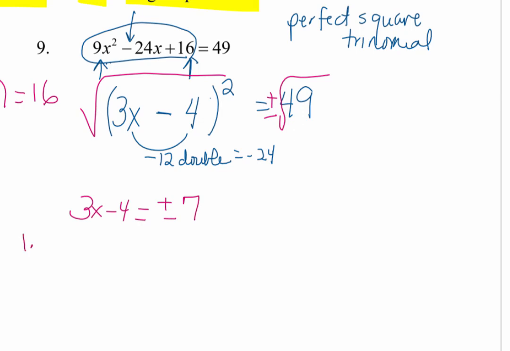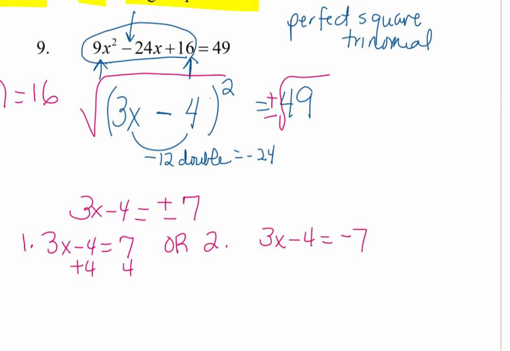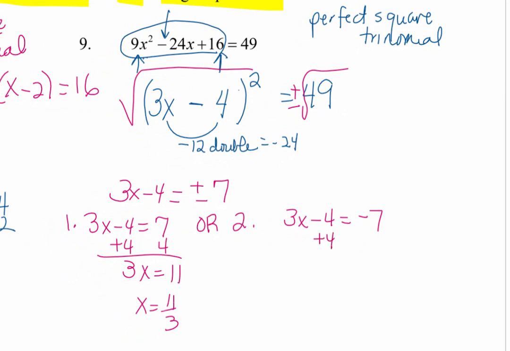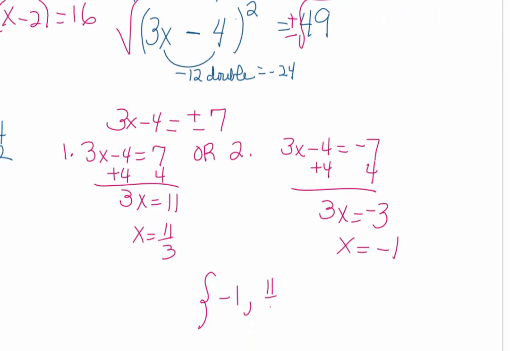So now we have two equations. One is 3x minus 4 equals 7, or 3x minus 4 equals negative 7. So we add the 4 to both sides. 3x equals 11, x equals 11/3 here. And over here we add the 4, but we get negative 3. So 3x equals negative 3, x equals negative 1. So our two answers are negative 1 and 11/3. And I know that you know how to check this in your calculator.